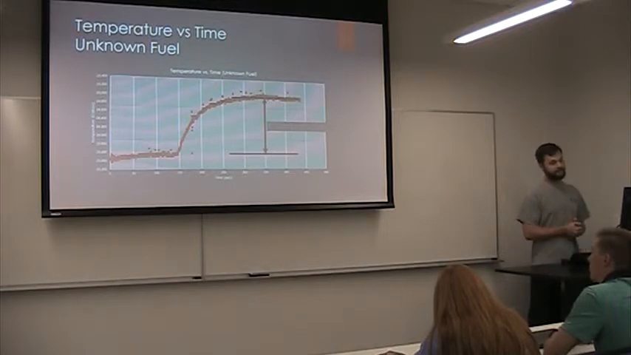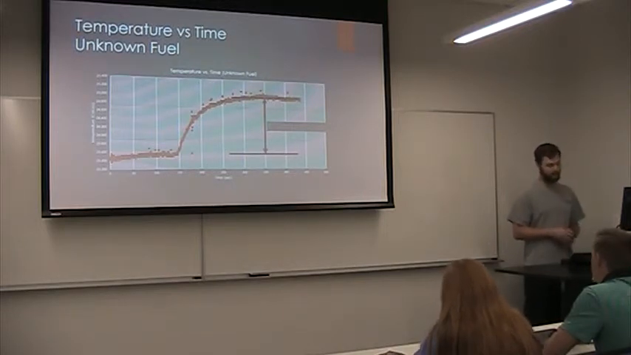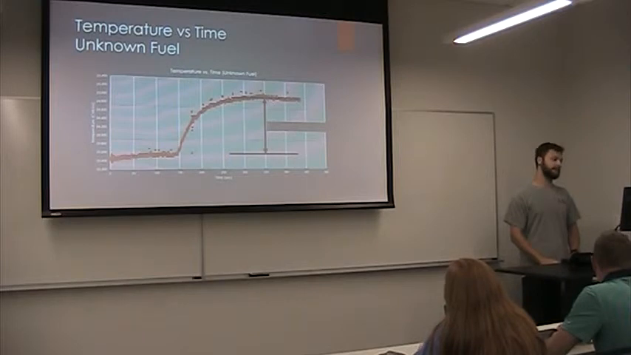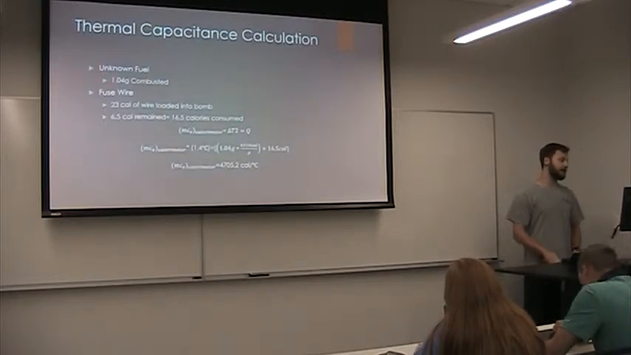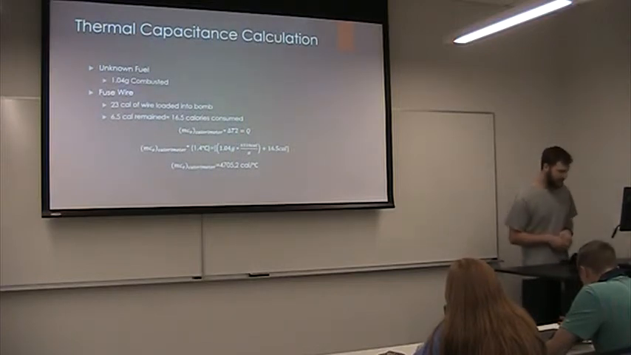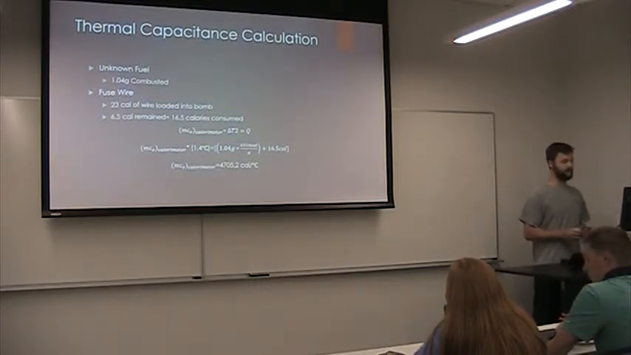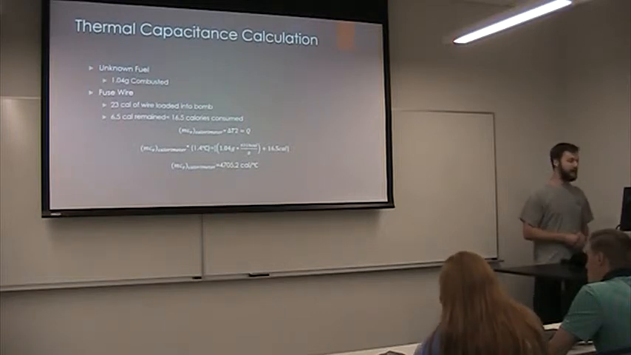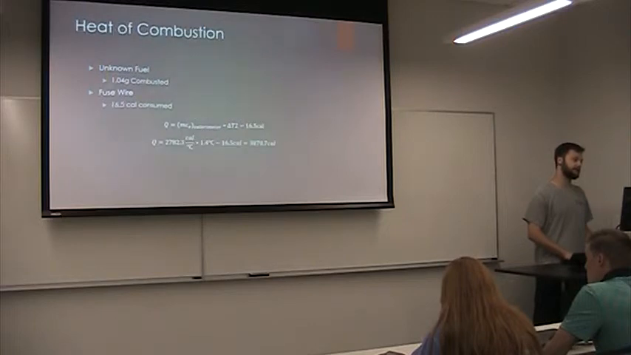Our differential temperature was about 1.4, so slightly less than the benzoic acid. And when we weighed it, it came out to 1.04 grams. And there were 6.5 calories remaining from the wire that was left over, giving us 16.5 calories consumed. And our thermal capacitance came out to about 4,700 calories per degree Celsius.